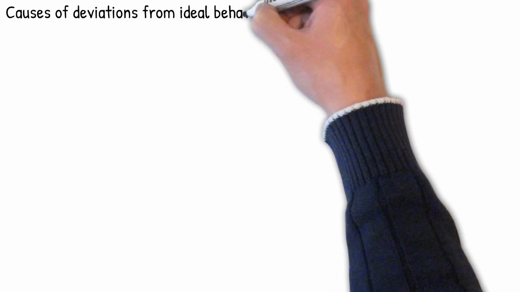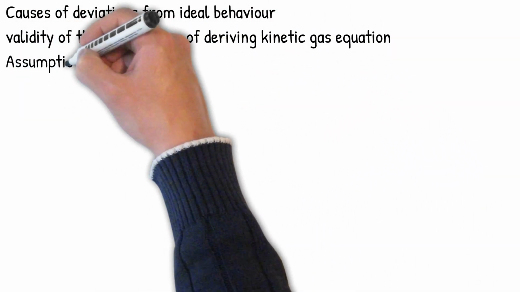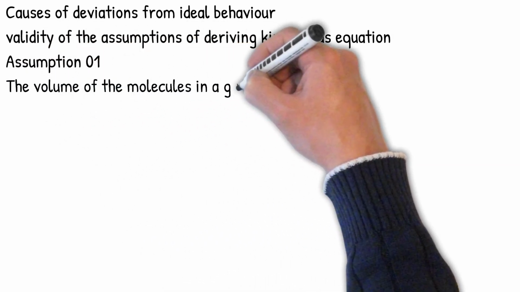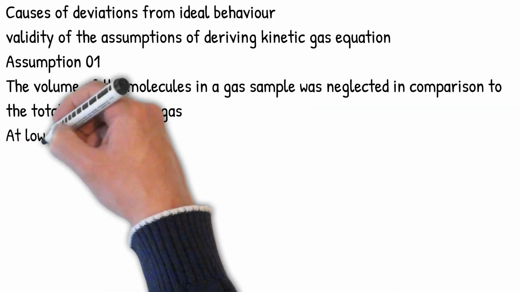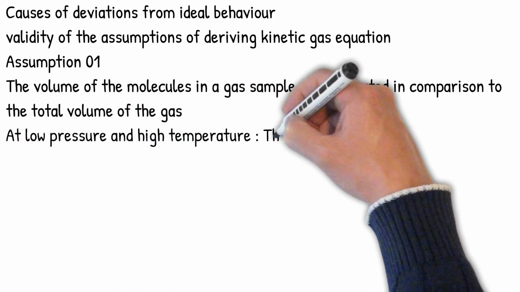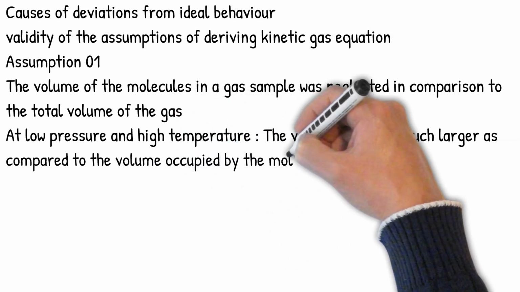Causes of deviations from ideal behavior: validity of the assumptions used in deriving the kinetic gas equation. Assumption 1. The volume of the molecules in a gas sample is neglected in comparison to the total volume of the gas. At lower pressure and higher temperature, the volume of the gas is much larger compared to the volume occupied by the molecules. Therefore, the assumption is valid.